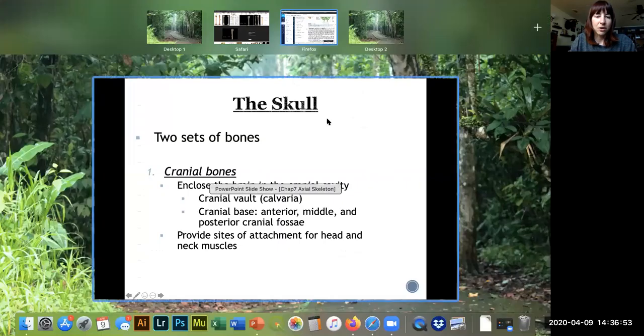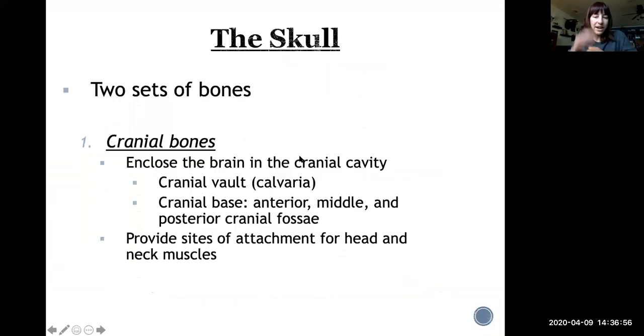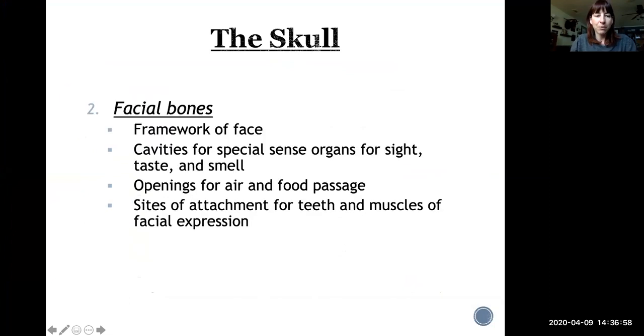Okay, so let's talk about those, right? We've got cranial bones, which we're going to talk about first. And then after that, we're going to talk about facial bones, which is the other type of skull bone. So cranial bones make up the cranium, which encloses the cranial vault where your brain lives. And facial bones are basically all of the other bones of the skull. They are the bones that make up the framework of your face. They're not directly associated with the cranial vault, so they don't make up a part of the hollow inside of your skull. Instead, they're on the outside of your skull in your face area, right?